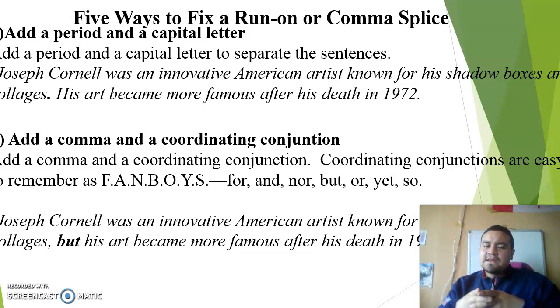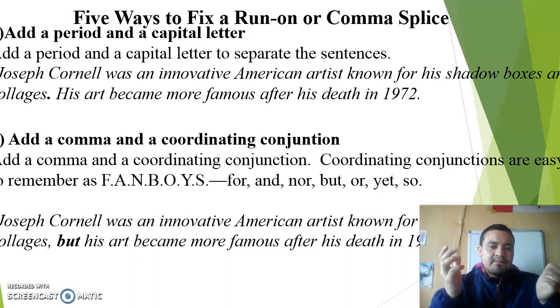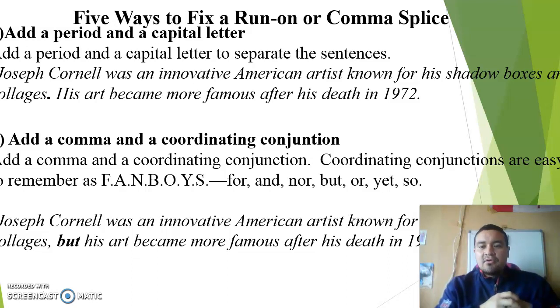We can also fix this by adding a comma and a coordinating conjunction. Coordinating conjunctions are easy to remember. Remember the FANBOYS, which are seven words: for, and, nor, but, or, yet, and so. Joseph Cornell was an innovative American artist known for his shadow boxes and collages, but his art became more famous after his death in 1972. Here we use one of the FANBOYS.